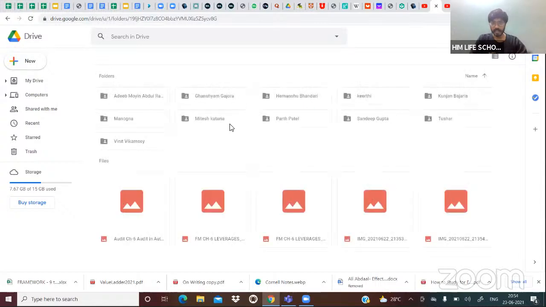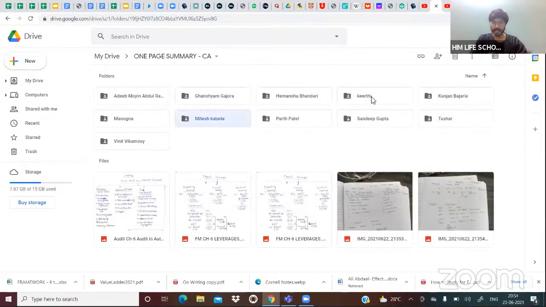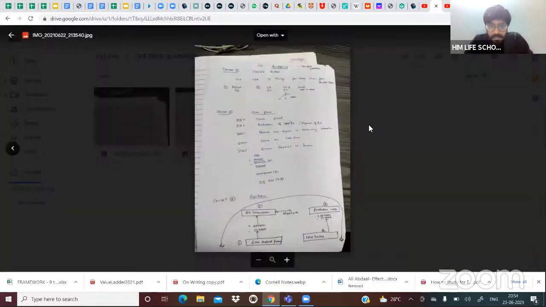I think Mitesh, we looked at it already. Yes. Fair enough. The only thing is the level of detailing can improve.